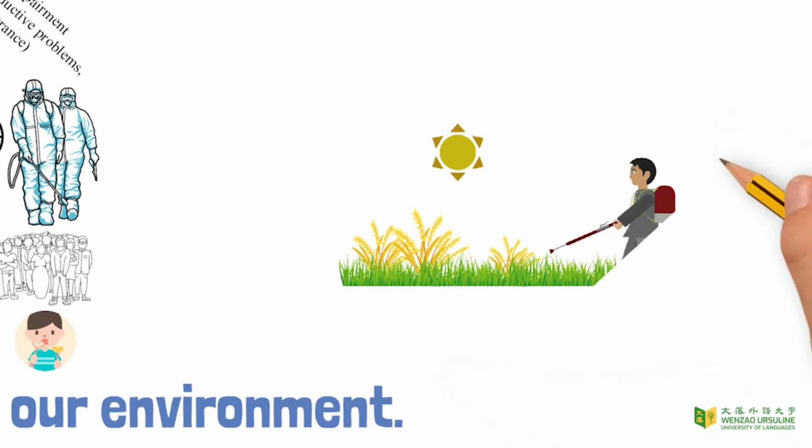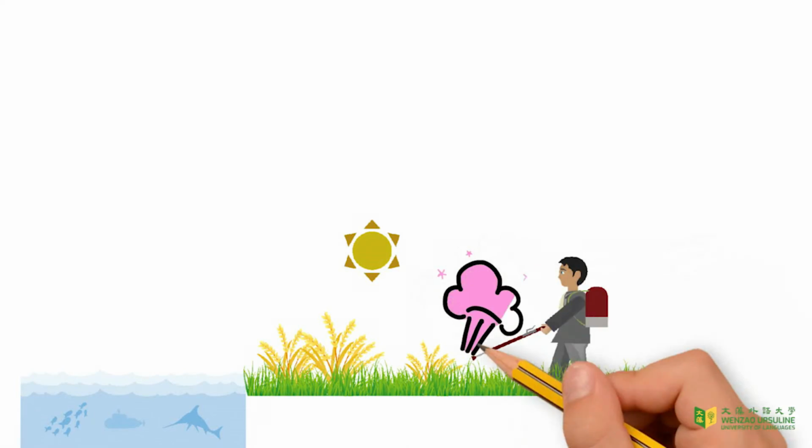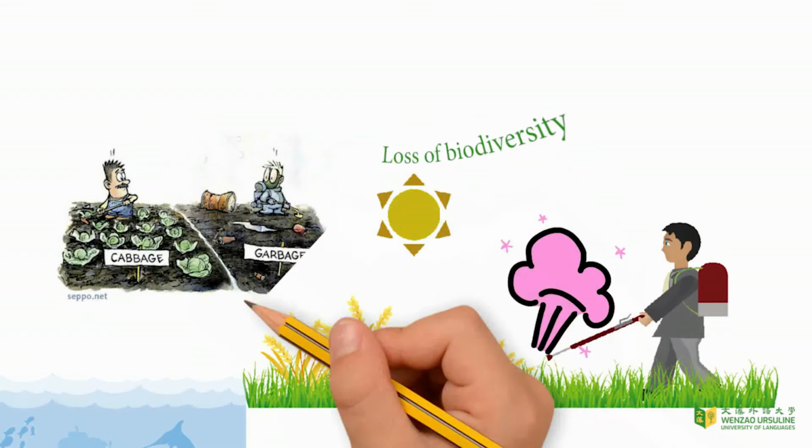The risk to the environment comes in the form of chemical substances, contaminating water, air, and soil, potentially affecting plants and wildlife, and resulting in loss of biodiversity.